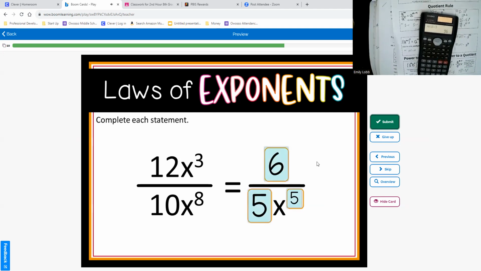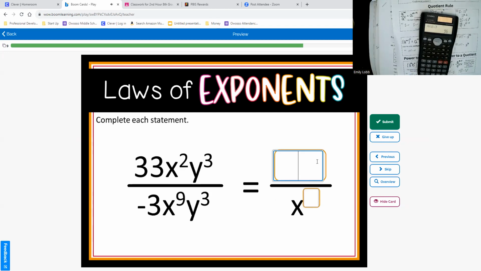All right, so this helps you to practice and to check your work right away. Again, you're simplifying. The y cubed cancels out. 2 minus 9 is negative 7, so it goes to the basement. This is negative 11 up here. 33 divided by negative 3.